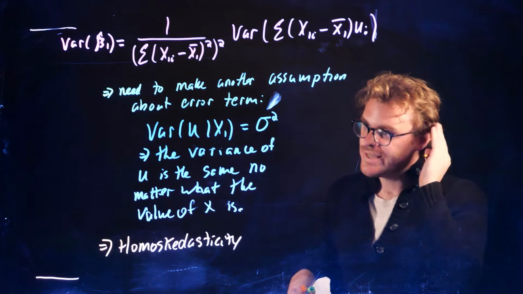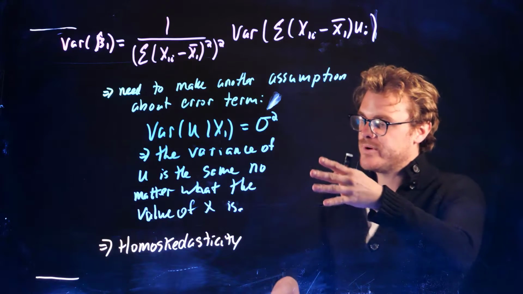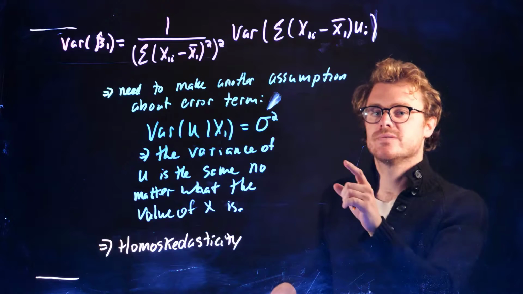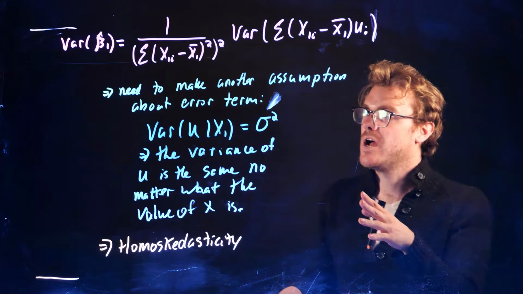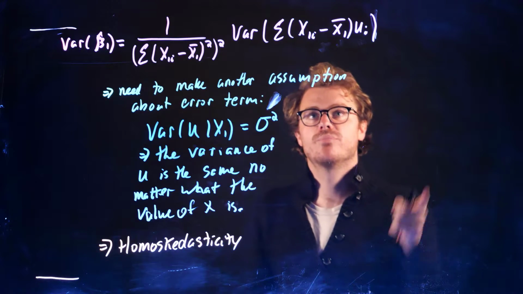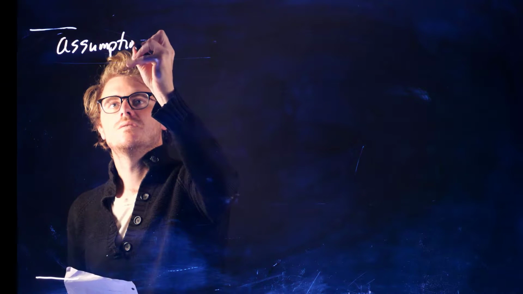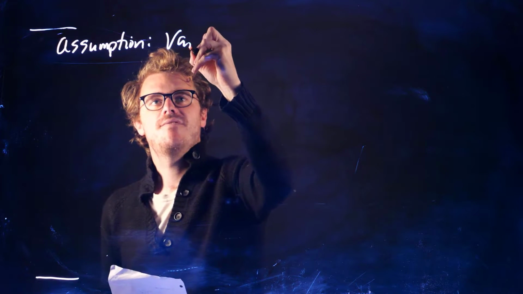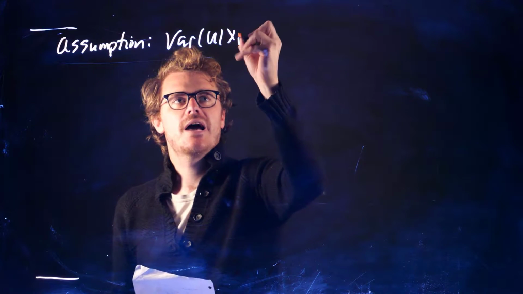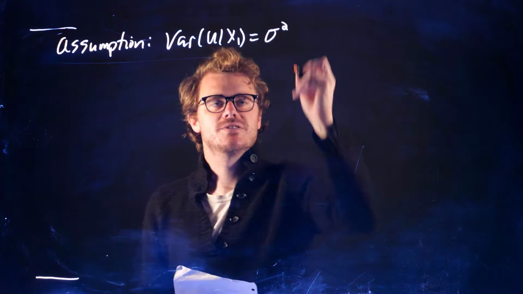And that might be really hard to understand what this assumption is saying. So let's just explore this assumption for a couple of minutes, and then we can bring it back, and that will help us clean up this expression for the variance. All right, so this new assumption is that the variance of u given x1 is sigma squared.